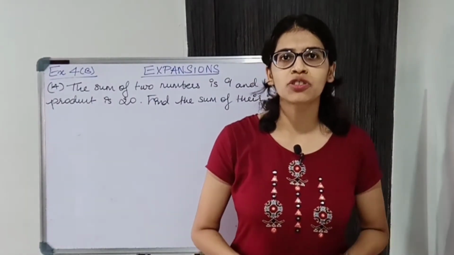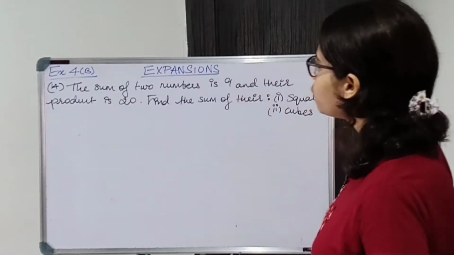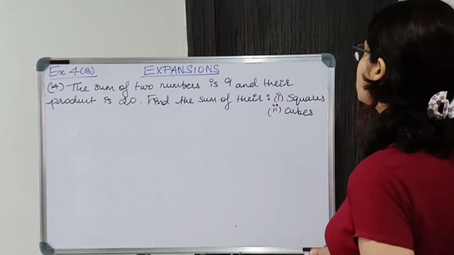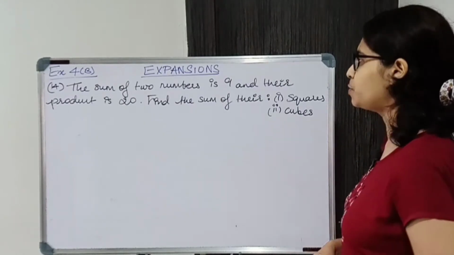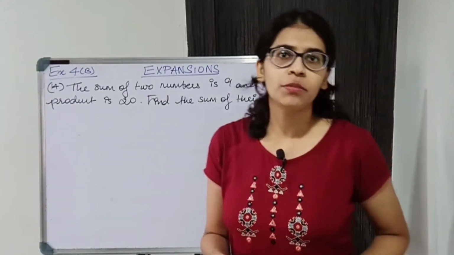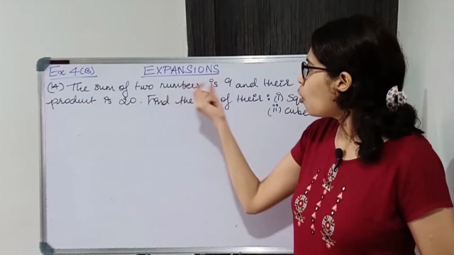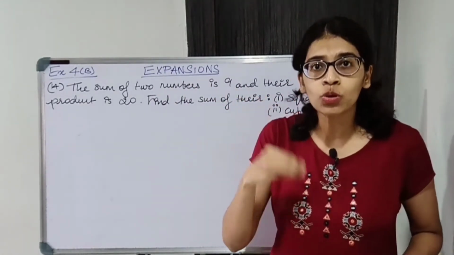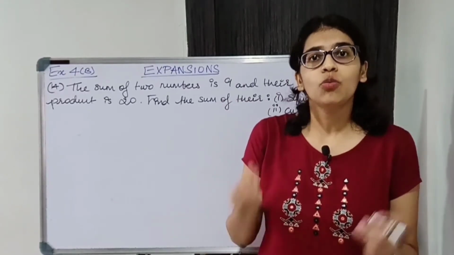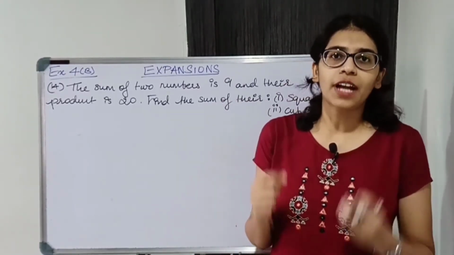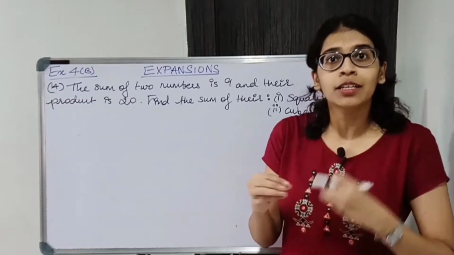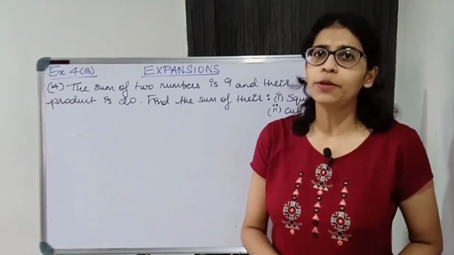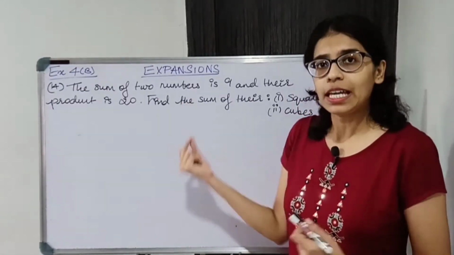Let's read the next question. Question number 14. The sum of two numbers is 9 and their product is 20. Find the sum of their squares and cubes. Now this is a word problem. The sum of two numbers is 9 and their product is given, but we should know the numbers first. So what we will do, we will write the numbers as a and b. Let the numbers be a and b. You can take p, q, m, n, whatsoever. So let the two numbers be a and b.